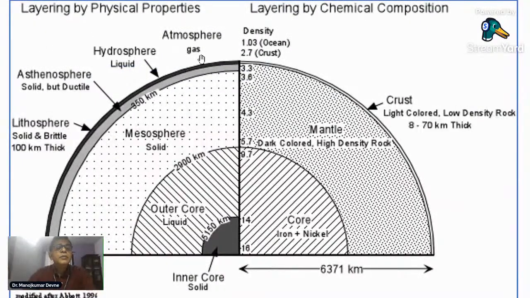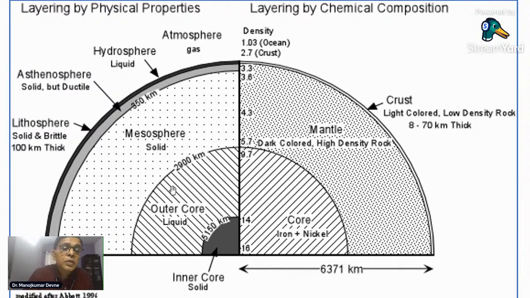Okay, the physical properties, the hydrosphere, then the asthenosphere, the lithosphere, or the solid and brittle first 100 kilometers as such. And then the mantle is also, because it's in the middle, also called the mesosphere. And then the core further divided into outer core, which is a liquid, and inner core, which is a solid as such.